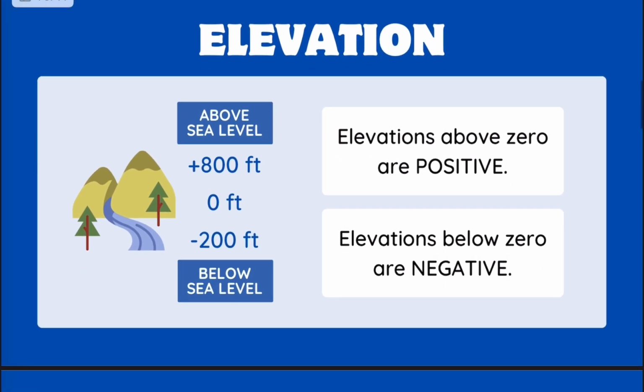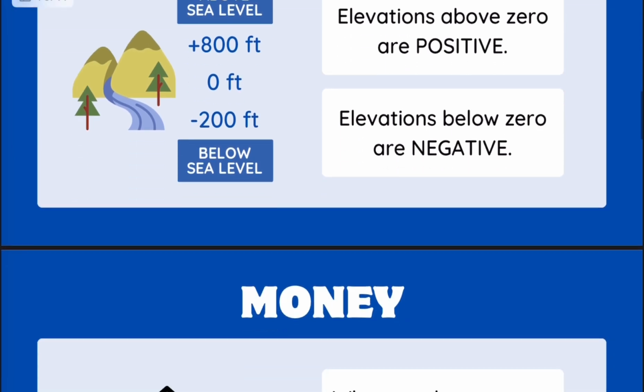Or another example is elevation. Elevation at sea level is 0, that's the standard, just 0 feet. But anything above sea level, for example, mountains and hills, those all have a positive elevation. But anything below sea level, anything deep in the ocean, that is where we see negative elevations.